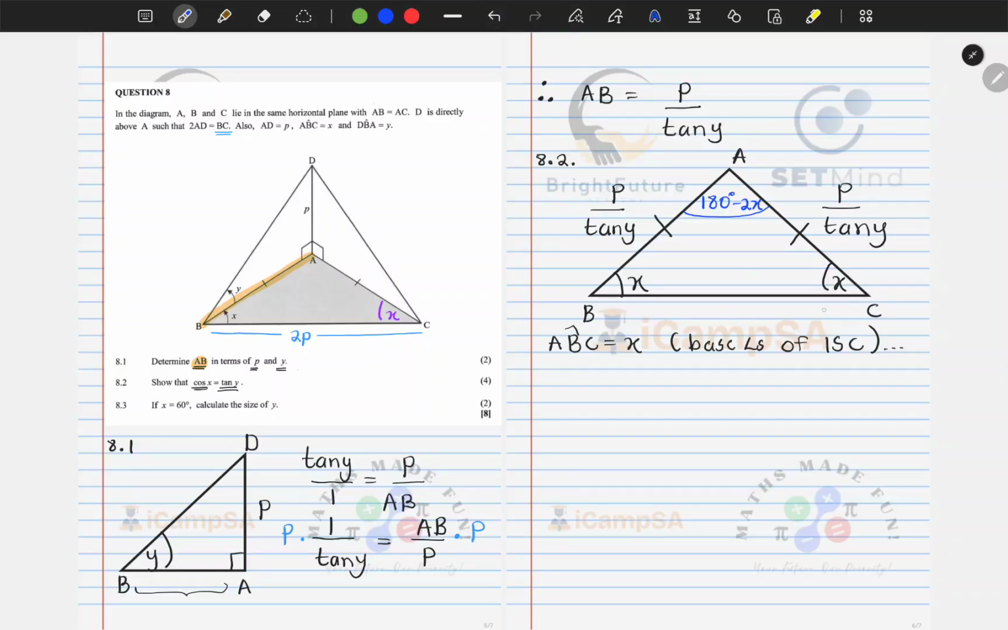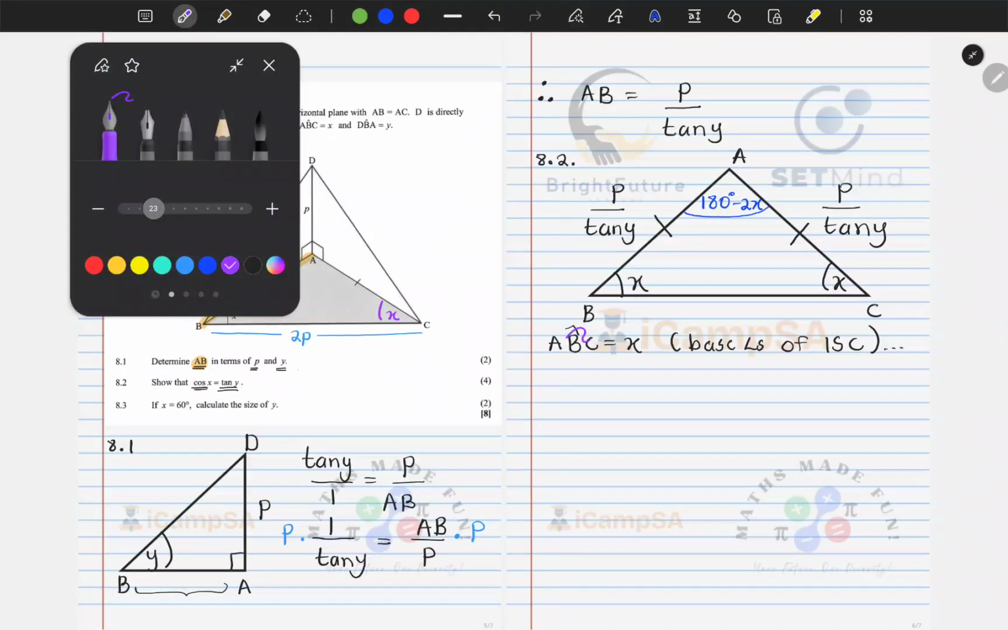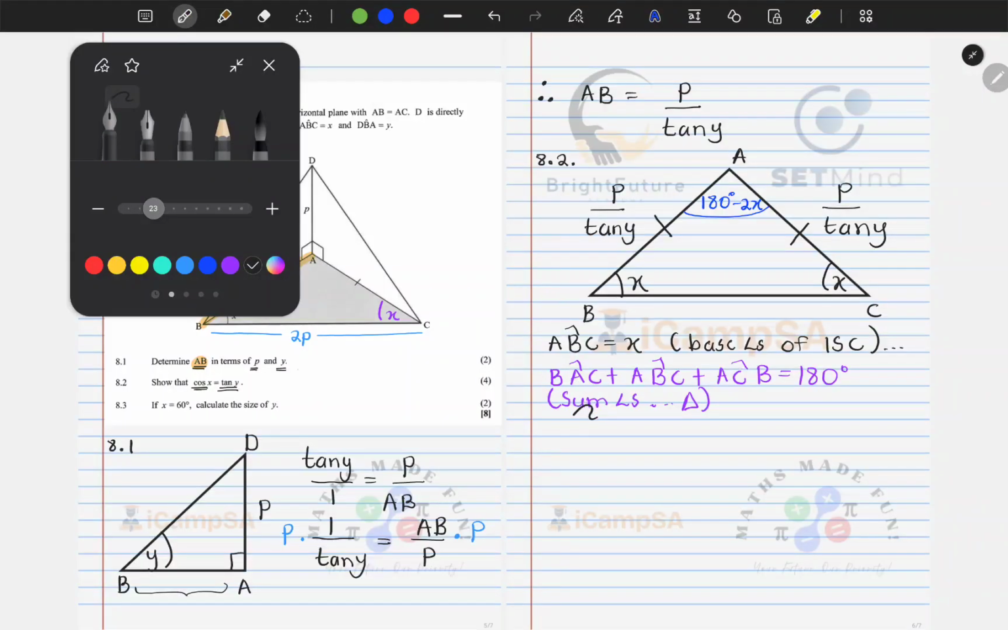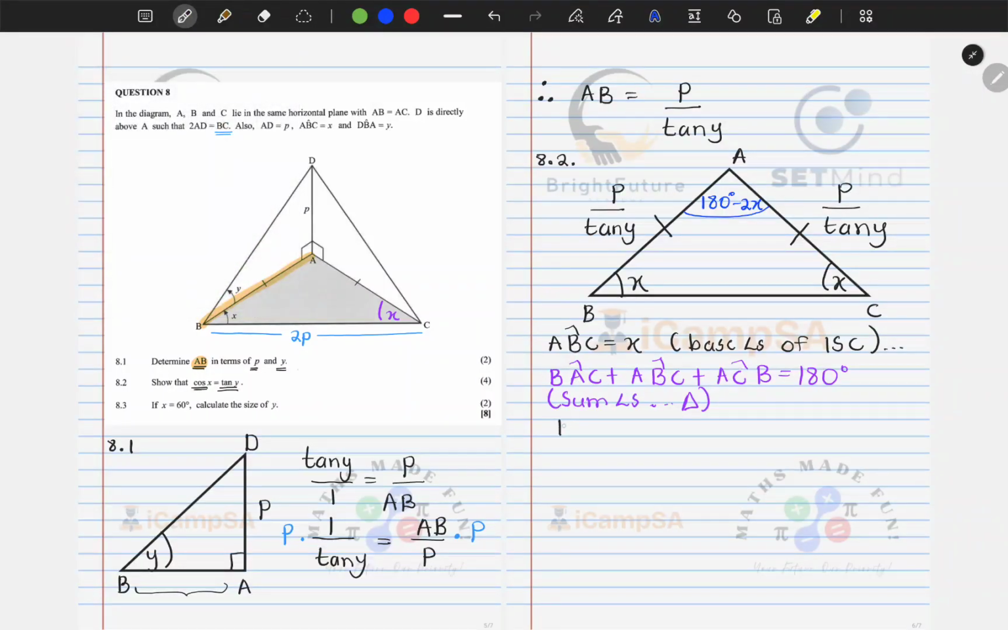Okay, because these angles, all of them must add up to 180 degrees. So you can go ahead for that portion and say, let's say angle BAC, plus, if you observe carefully, angle ABC, plus angle ACB. This should be 180 degrees, and this is just the sum of angles in a triangle, okay? And then from that, if you substitute, you will see that you will end up finding what we have here.